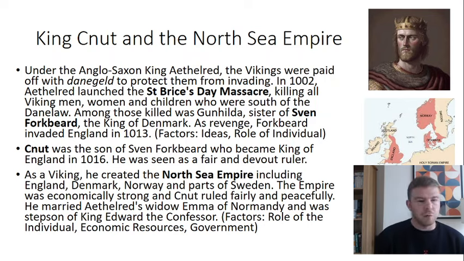Now, Sven Forkbeard, the thing he's most important for in our study of the migration is that his son is called King Canute, and he became King of England in 1016, and he was seen as a fair and devout ruler, but he's most famous for our topic because he builds the North Sea Empire. As you can see from our picture on the bottom right, you have got England, Norway, Denmark and parts of Sweden that are economically strong and powerful, and they are all part of the North Sea Empire.